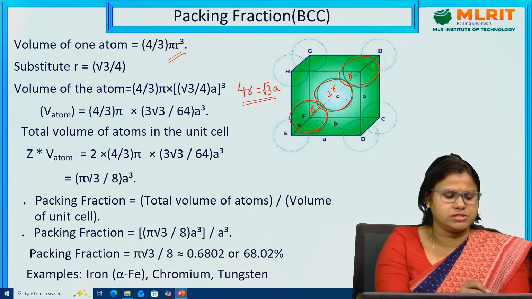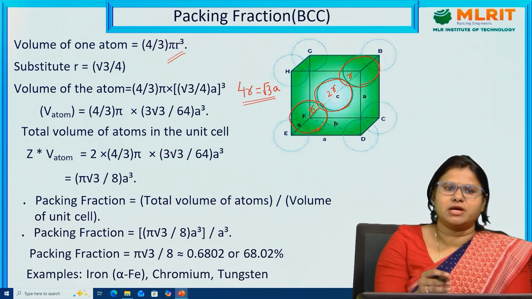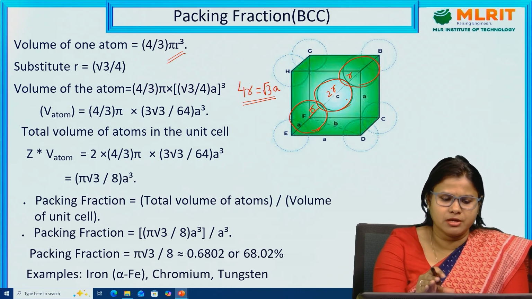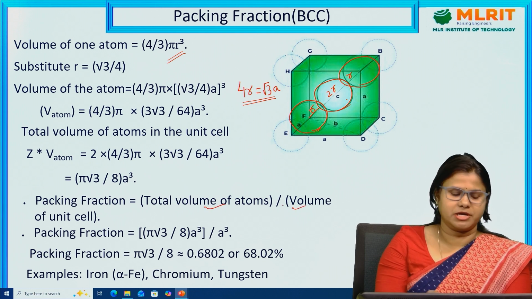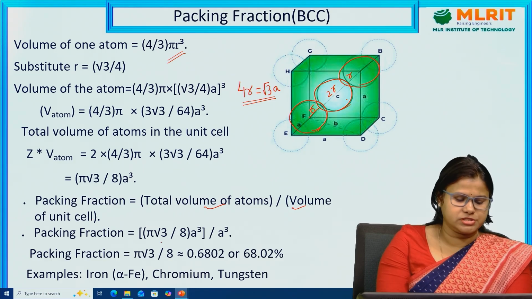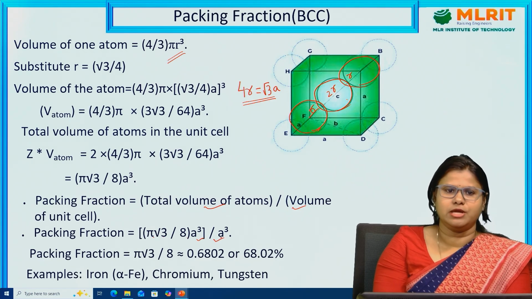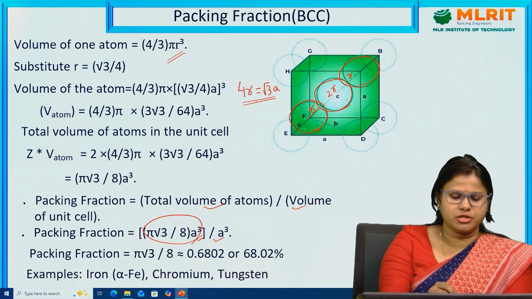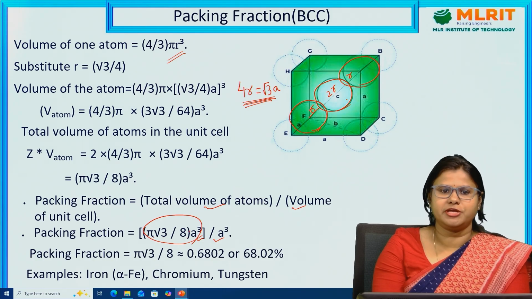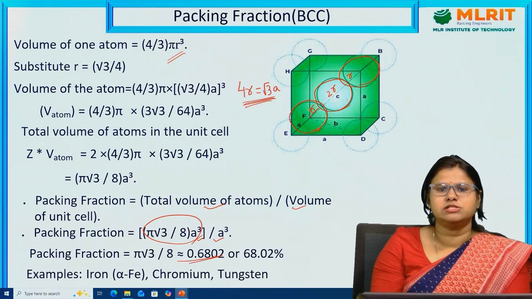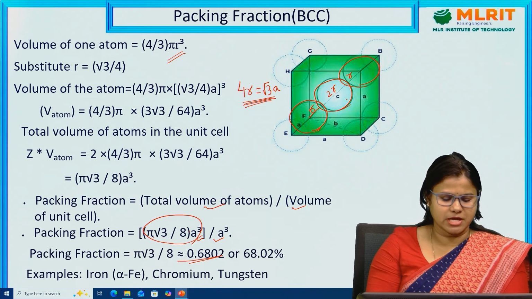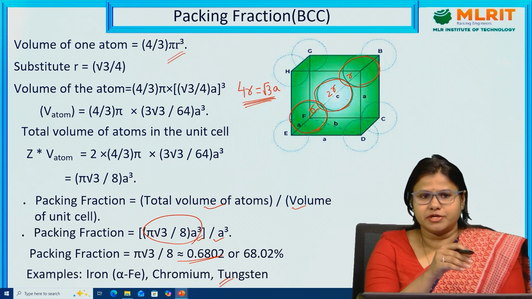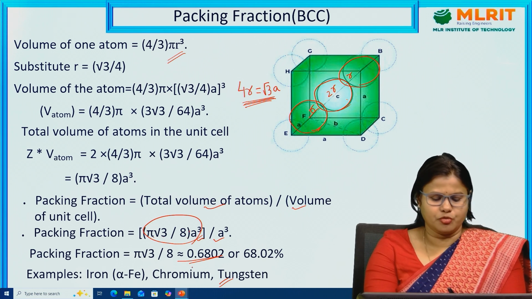By substituting this, we can get the packing fraction for this particular cubic crystal system. Here the packing fraction will be the total volume of atoms divided by the volume of the unit cell, which is 4 pi into root 3 divided by 8 a cube, divided by a cube. We got this by putting the value 4r is equal to root 3 a. Then we will get the packing fraction as 0.6802 or 68.02%. A few examples of this BCC crystal are iron, chromium or tungsten.